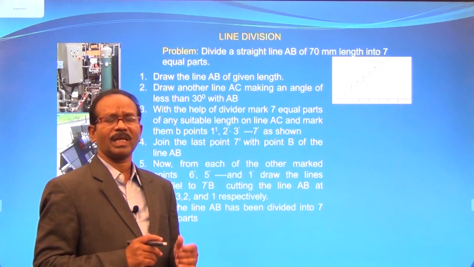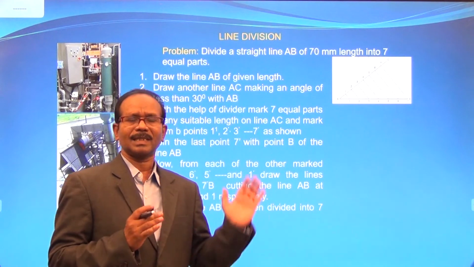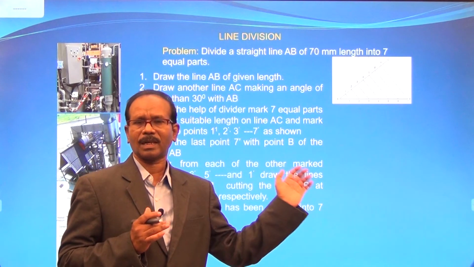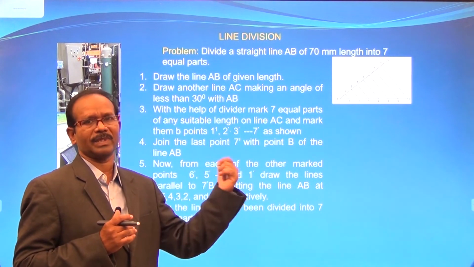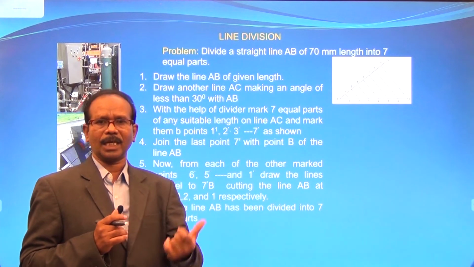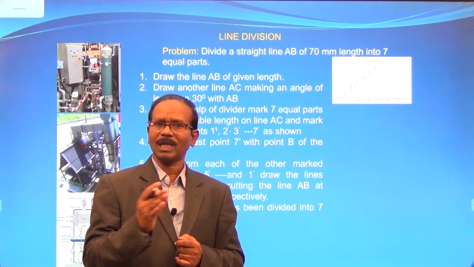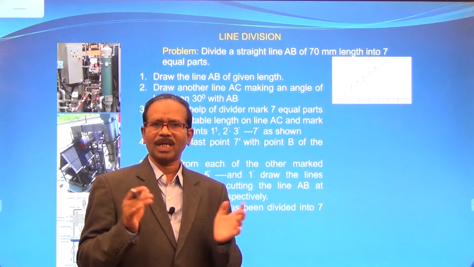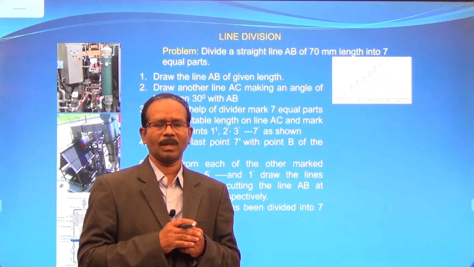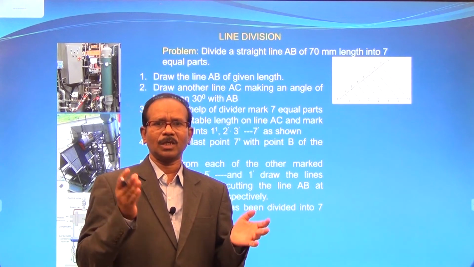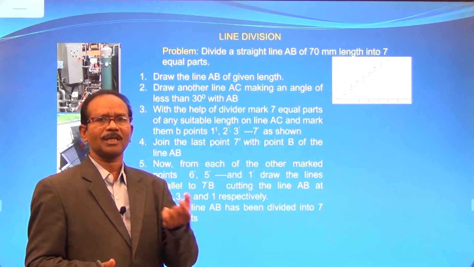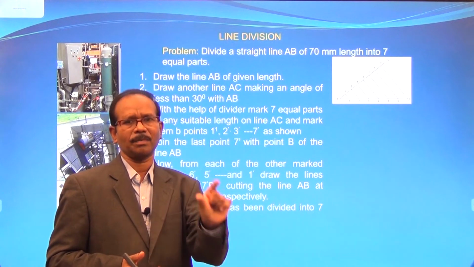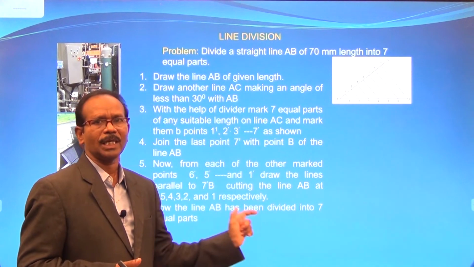Now, this is a very important problem, because we use this concept a number of times in our regular work. Line division. Divide a line into n number of equal parts. I don't know the length of the line. Say for example, a 5 centimeter line into 5 divisions is easy to divide. But a 5 centimeter line into 9 equal parts gives a fractional value. Such a procedure we can't do with a proper selection of a measurement. So a procedure needs to be adopted.